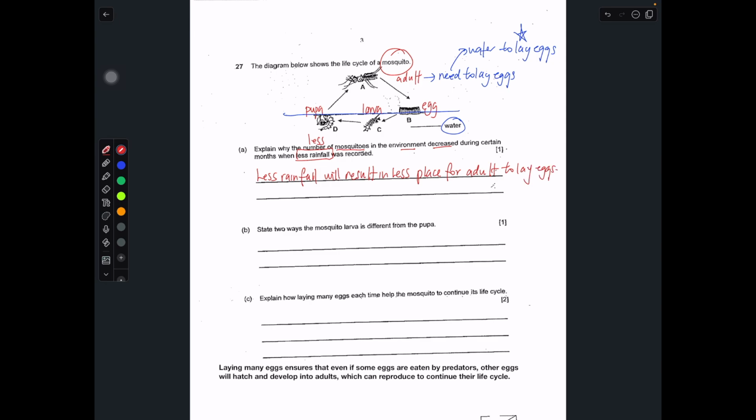So fewer eggs will be hatched and develop into fewer adults. The key portion is this: less rainfall, fewer places for the mosquito to lay eggs, fewer eggs hatch into fewer adults. If you want, you can just write fewer eggs will hatch into fewer adults. That will be good enough.